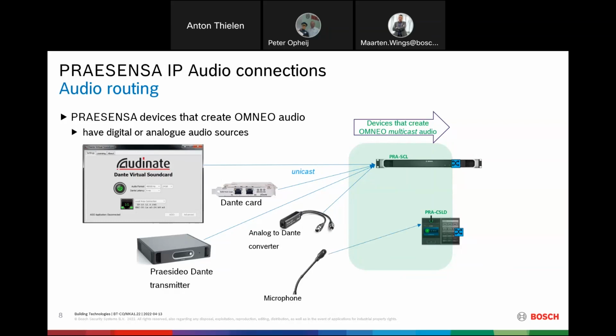Yeah, and then here we have, because we're still talking about devices that create Omnio, the call station. It could be the microphone or the music input, the mini jack input, which is on that call station. So you could have also this kind of analog sources, which at the end are transferred into Omnio audio in the digital domain.